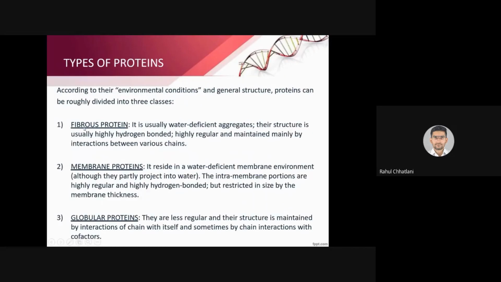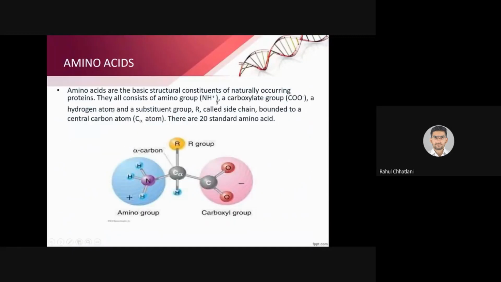We discussed the types of proteins: first of all fibrous, membrane, and globular. Fibrous and membrane proteins are highly regular. They are maintained with hydrogen bonds and they do not contain water. Membrane proteins are mainly present on the inner aspect of the membranes, and depending on the size of the membrane, their thickness is determined. Globular proteins will have water in them. That is the main difference.